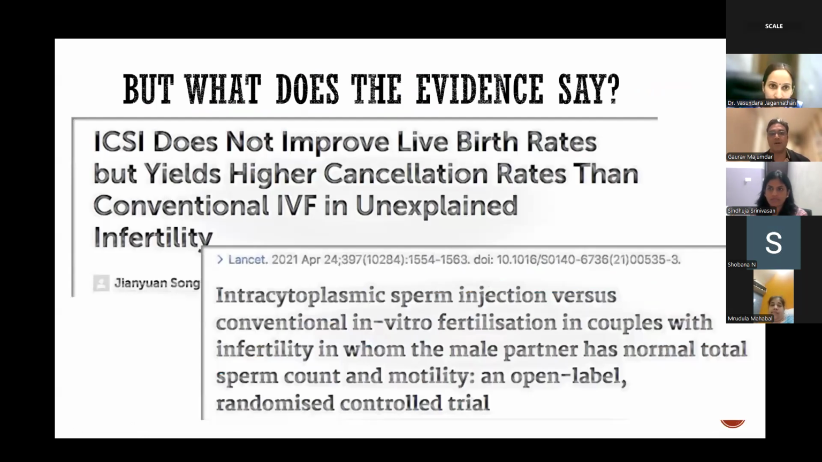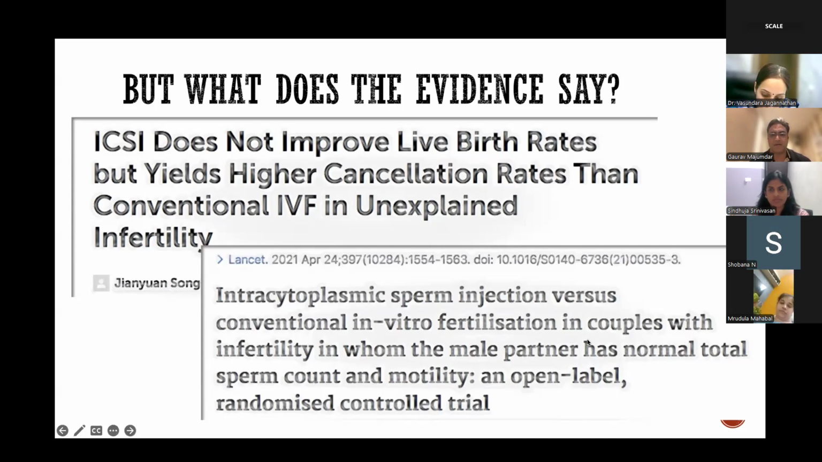But what does the evidence say? Now there are so many papers which have been published, and this one was published in Lancet a couple of years back, where they have unequivocally demonstrated that ICSI does not improve live birth rates. And there are other secondary problems associated with ICSI, like cancellation rates in comparison to conventional IVF.